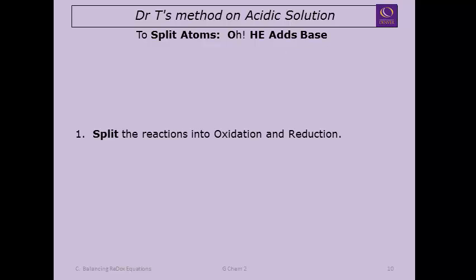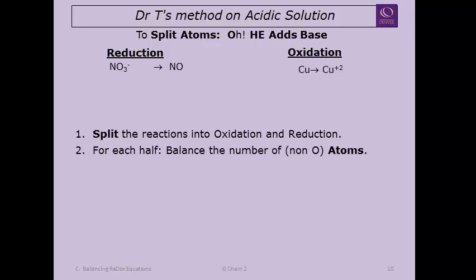So for an example, let's do where nitrate is reduced to nitrogen monoxide and copper is oxidized to copper 2+ as our half reactions. So once the steps split the reactions into oxidation and reduction, there's what we know. Assuming we didn't have the half reaction tables in front of us, we know that nitrate turns up as nitrogen monoxide and copper oxidizes to copper 2+. So now let's walk our way through the steps and see if we can arrive at the same place we did earlier with the table in front of us.